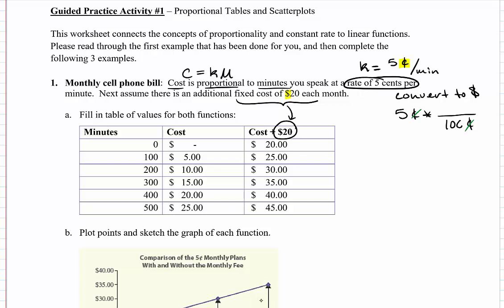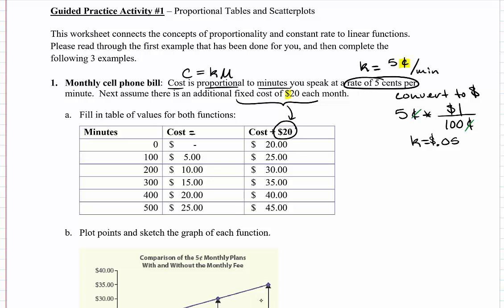There's 100 cents, 100 pennies in $1. But of course, we don't put the dollar sign after the number 1. We put the dollar sign before the number 1. So that's your conversion factor, and that gives you $0.05. So that is K converted to dollars.